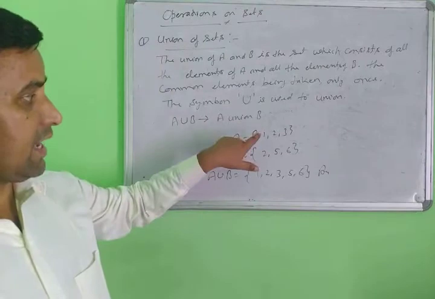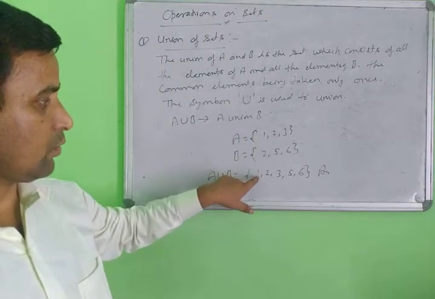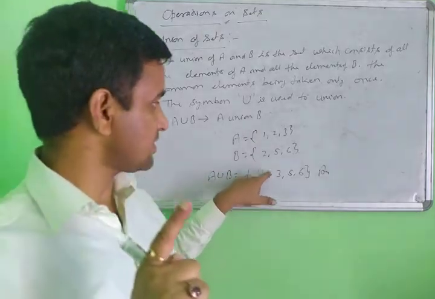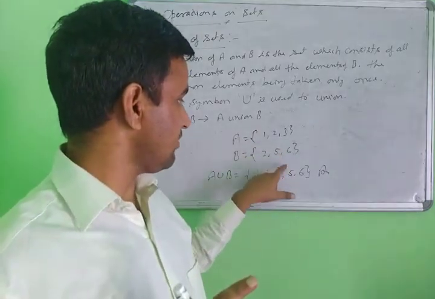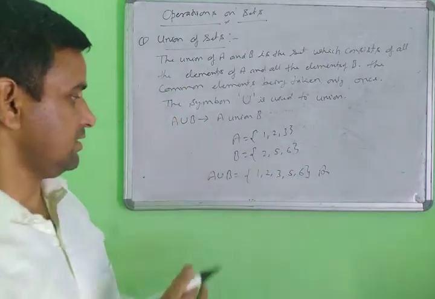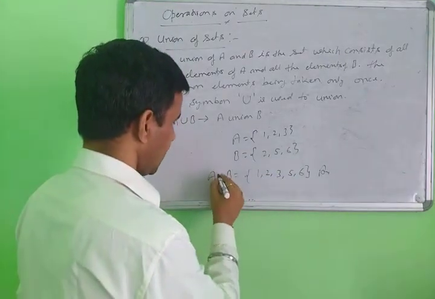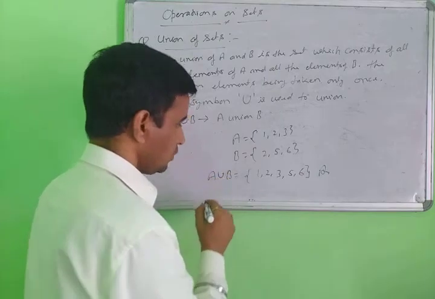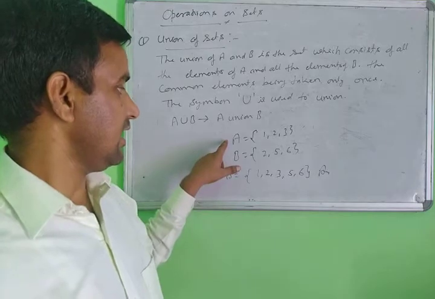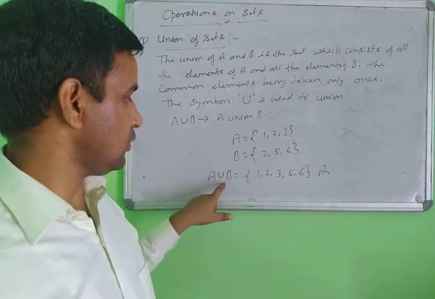Element 1 here, 2 here is common, so write it once. 3 here once, 5 here once, 6 here once. So this is called A union B. This is the symbol of the union. Union means addition. This is the symbol of the addition of the 2 sets. Set A and set B addition means A union B.